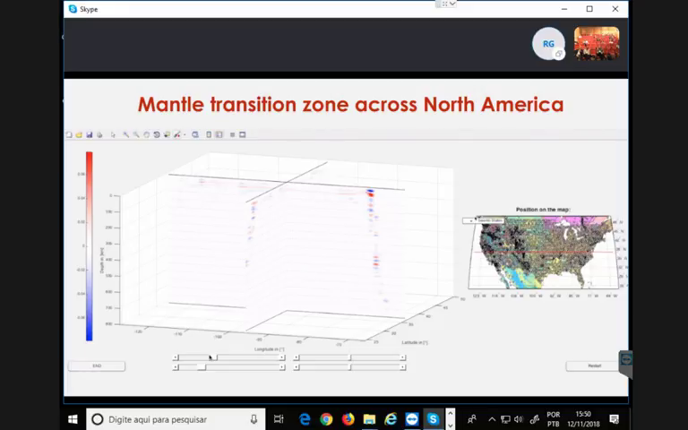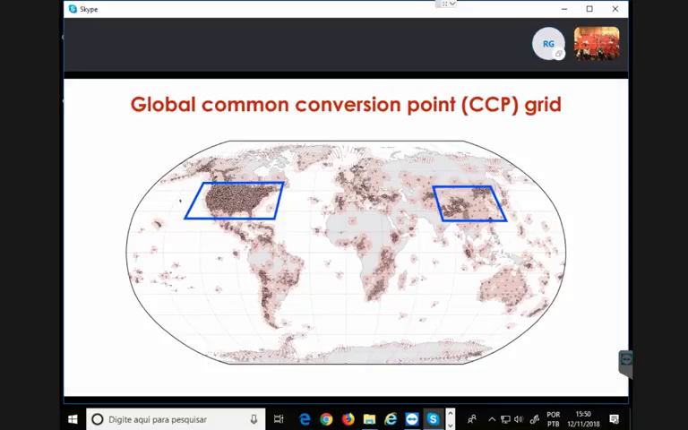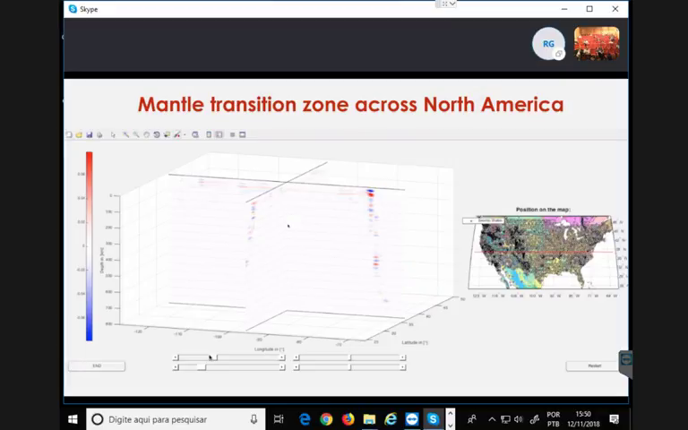So let's go back here. Let's say you pick a box around North America. We've made a MATLAB-based tool that allows you to explore these images in 3 dimensions. Here we're going to look at an image that is along this line here and along that line that you don't see very well, but that's north-south here.